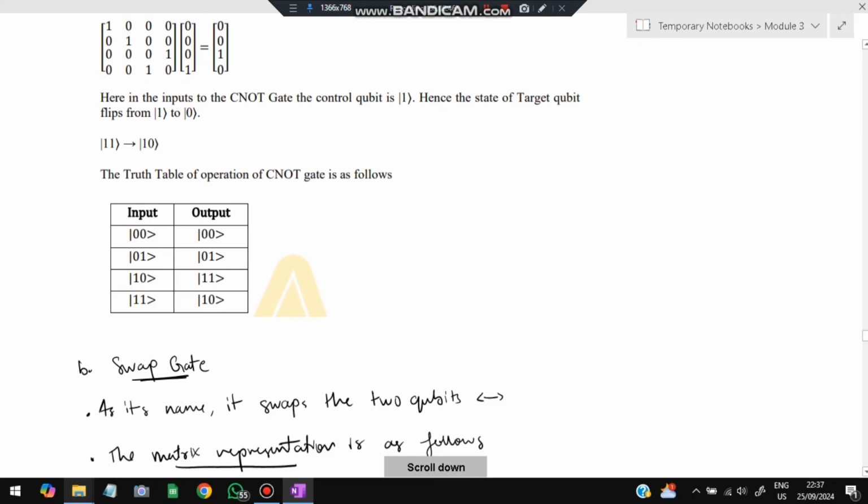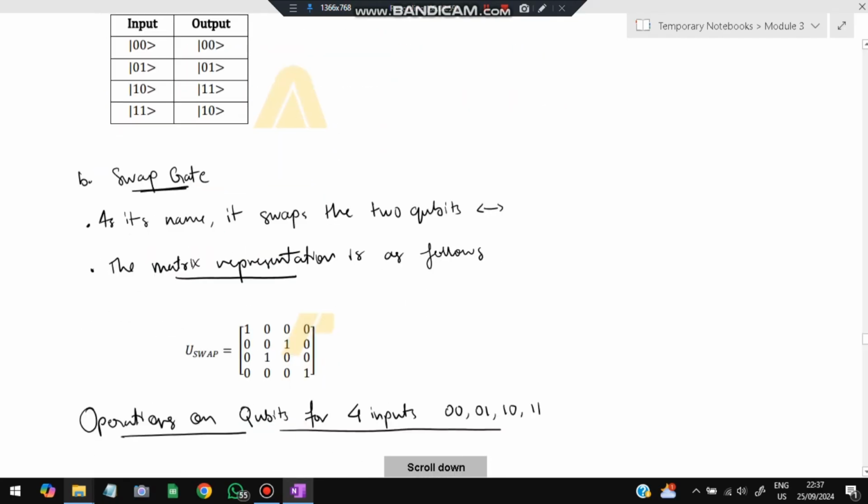So in the truth table, whenever A is 0, the input and the output remain the same. If A is 1, only B will change: 0 becomes 1, and 1 becomes 0. Next we have the swap gate. As its name suggests, it swaps two qubits. The matrix representation is as follows: 0 1 1, and so on, leaving one bit.